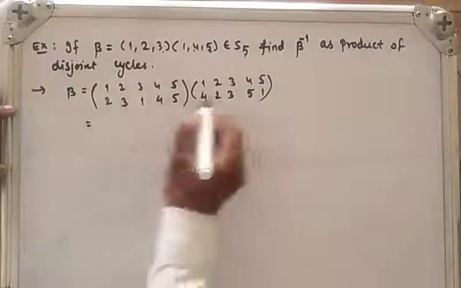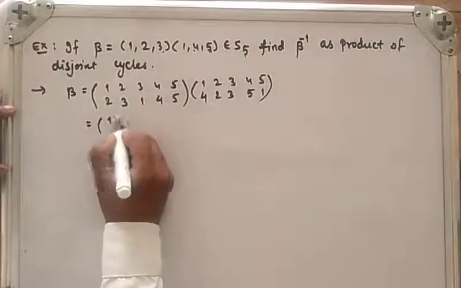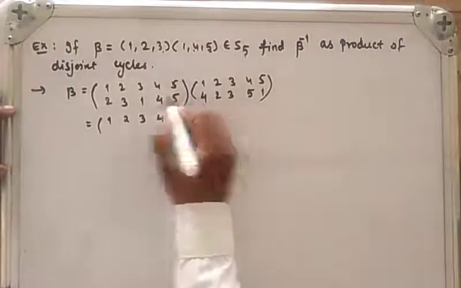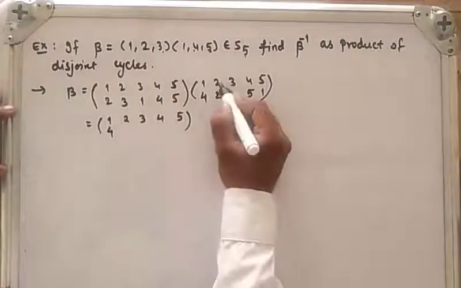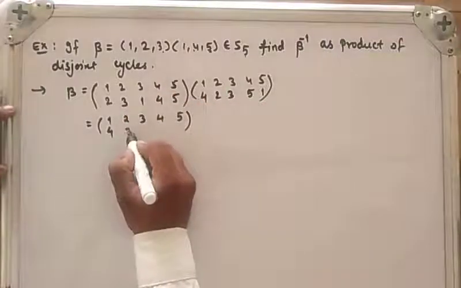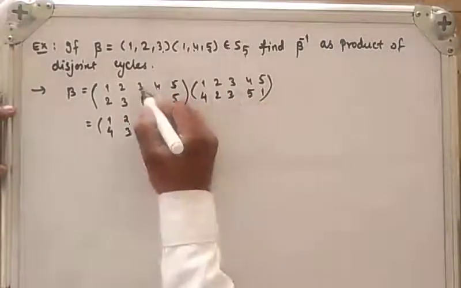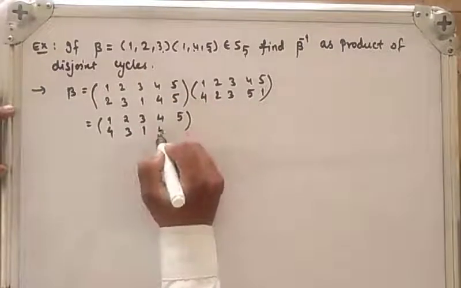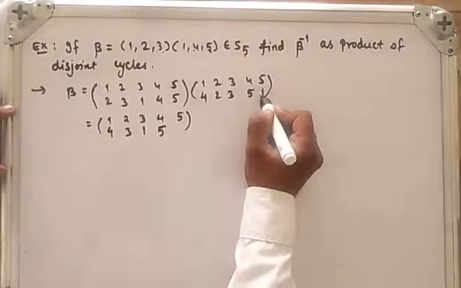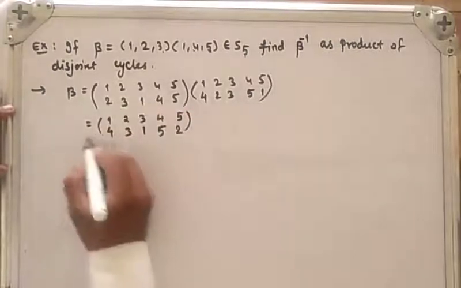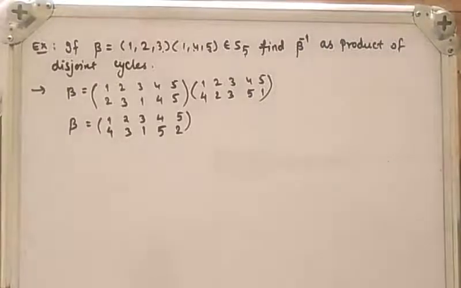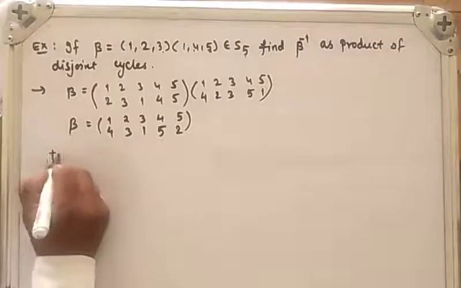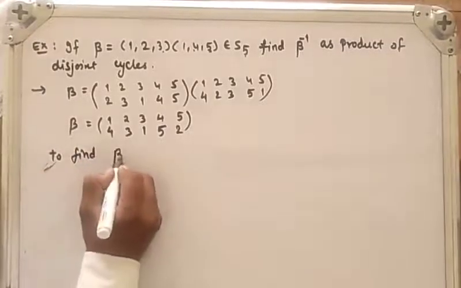Now let's take the product. Again we have a total of 5 elements, 1 2 3 4 5. So 1 goes to 4, 4 goes to 4. Next 2 goes to 2, 2 goes to 3. Now for 3, 3 goes to 3, 3 goes to 1. For 4, 4 goes to 5, 5 goes to 5. Now for 5, 5 goes to 1, 1 goes to 2. So this is beta.